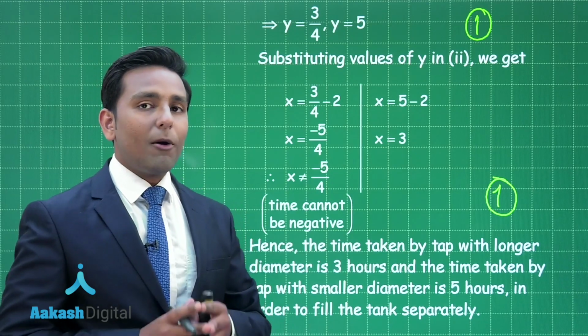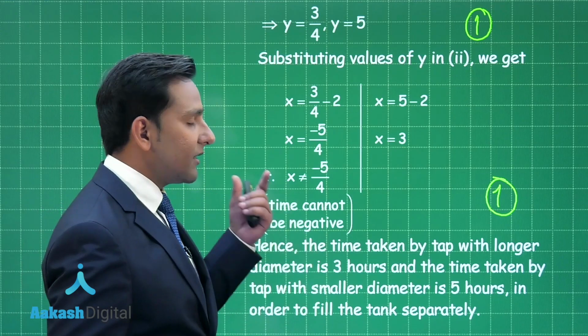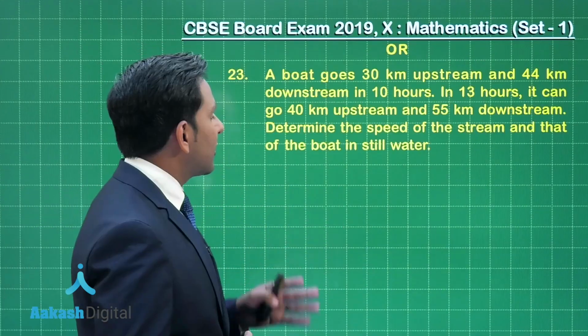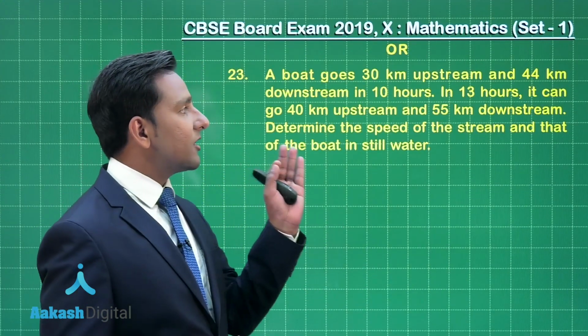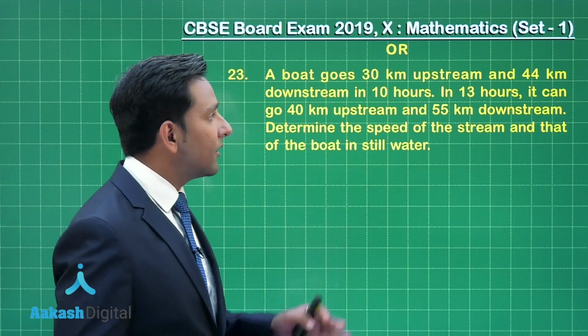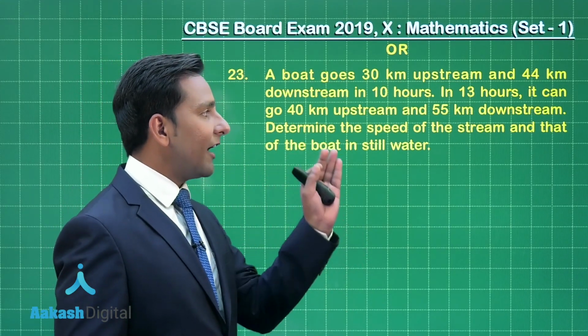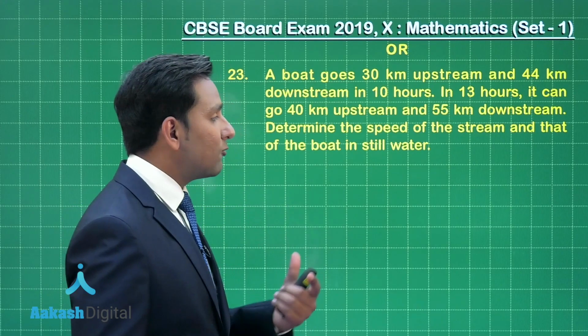Now let's discuss the optional part of this question, because in this question you have a choice. You can solve either this part or its optional part. The question says a boat goes 30 km upstream and 44 km downstream in 10 hours. In 13 hours, it can go 40 km upstream and 55 km downstream.